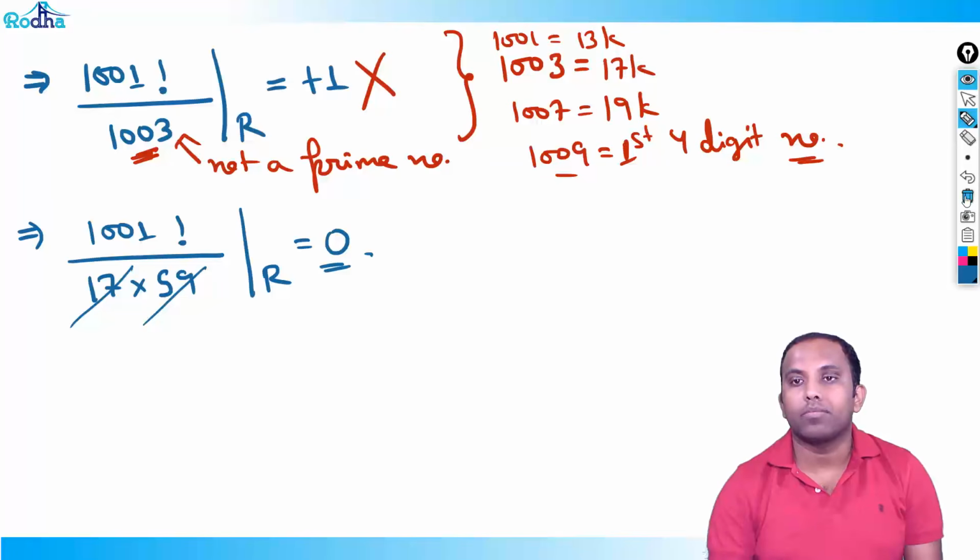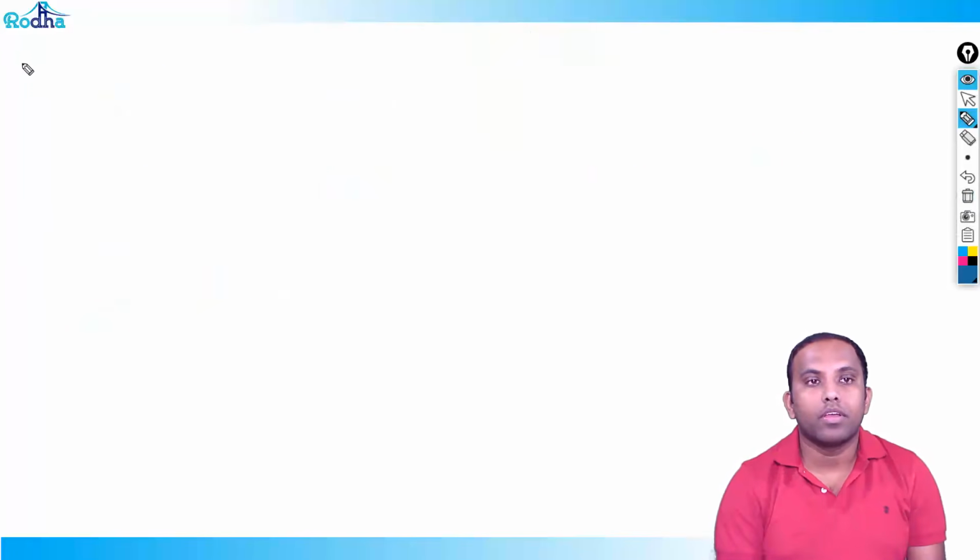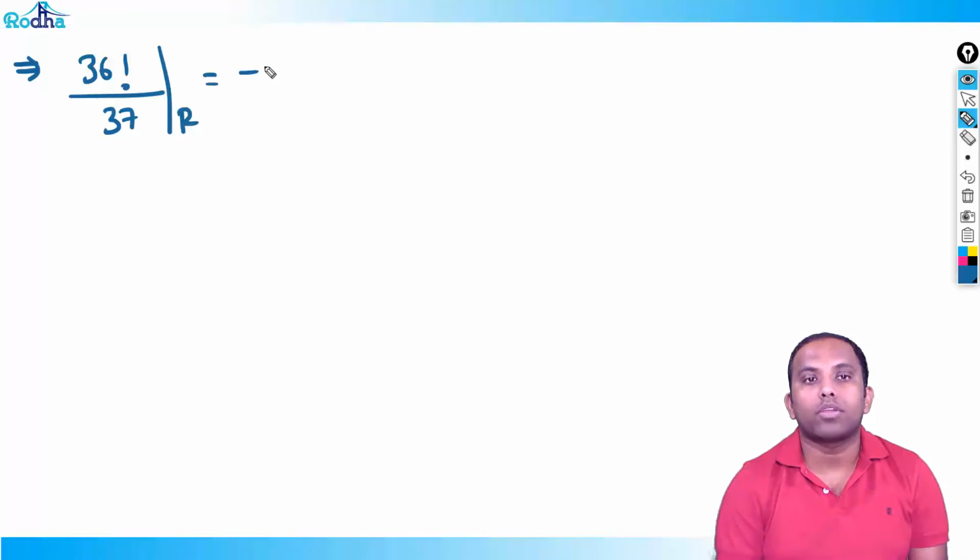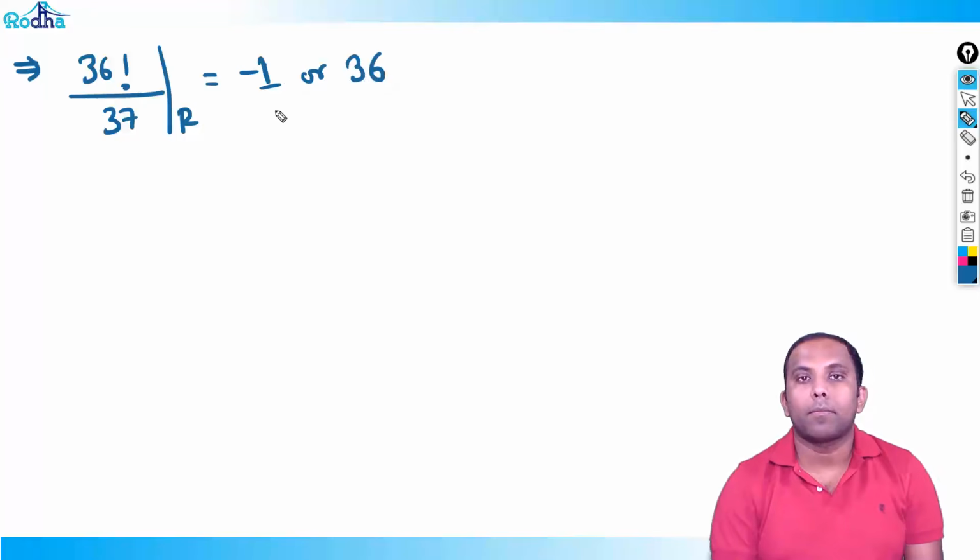Okay, now next one. We have seen for p minus 1. Suppose 36 factorial upon 37. What is the remainder? It is minus 1, because 37 is a prime number. So p and p minus 1. Or I can write, what is the positive remainder? The positive remainder is 36 here.